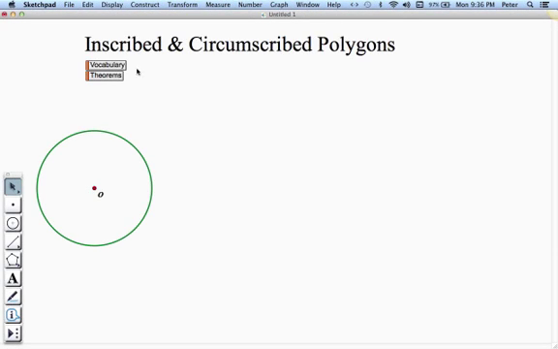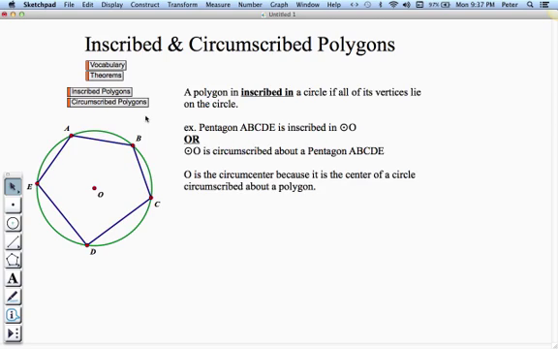Okay, let's start off with some of the vocabulary in this section, and namely two terms which will lead to one or two more. The first is inscribed polygons. So we start out with a circle, and of course we'll call it circle O. And an inscribed polygon is a polygon whose vertices all lie on the circle. For example, this pentagon here, ABCDE, is said to be inscribed in circle O.